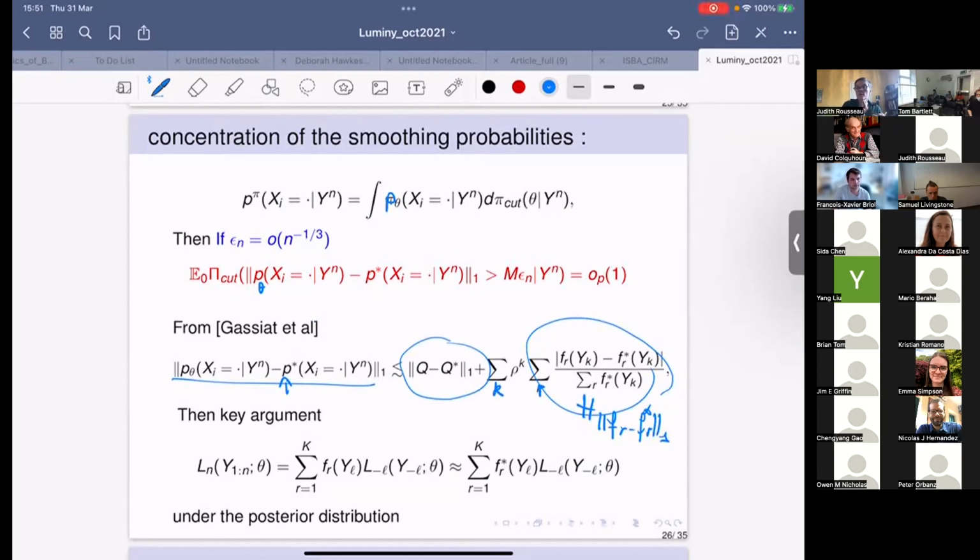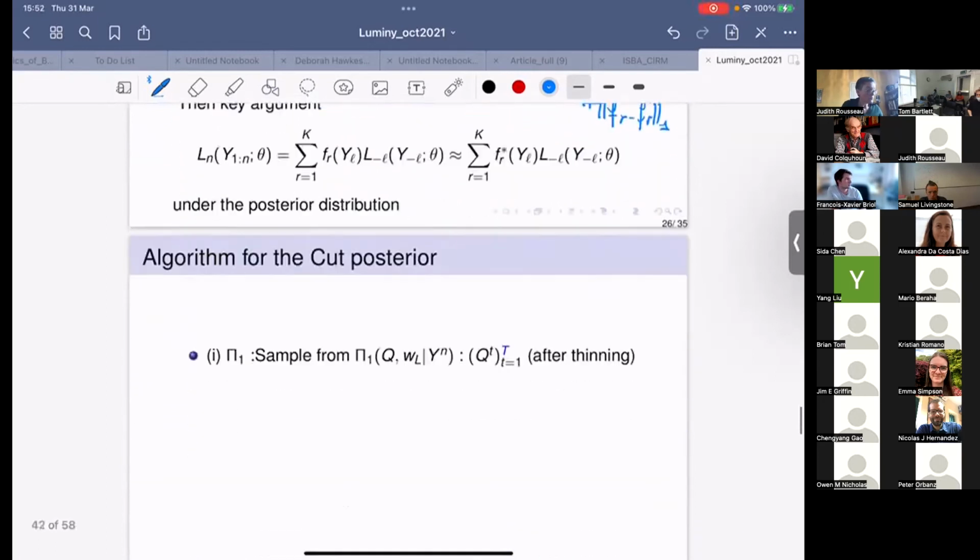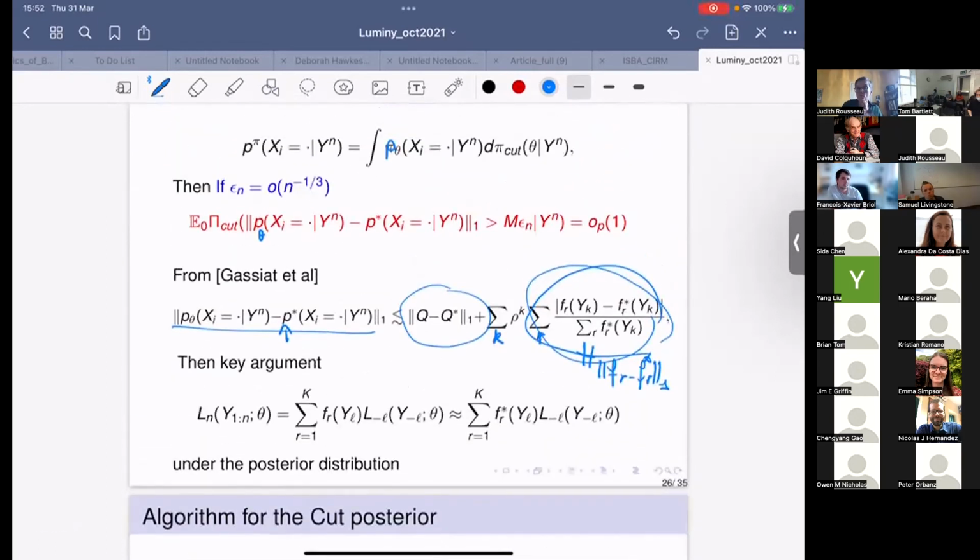But what's funny is that because it's a Bayesian approach, you're integrating out the parameters, and somehow it's another kind of miracle. You can go from this sort of pointwise rate to an L1 rate in probability. And you can prove that you can estimate the smoothing with the same rate epsilon n as you can do for the F and for the G's.